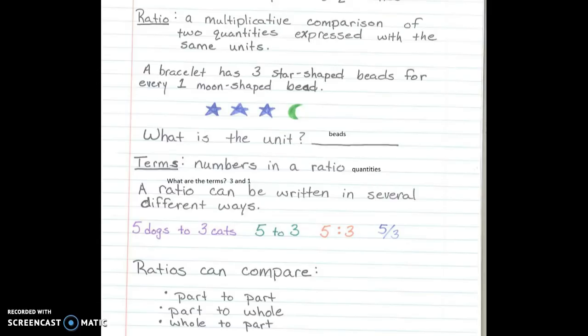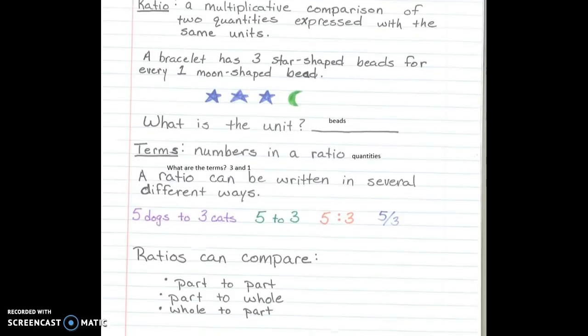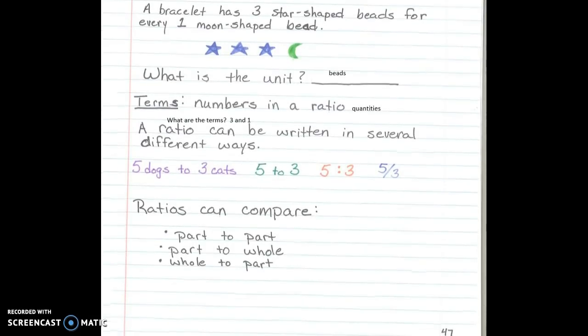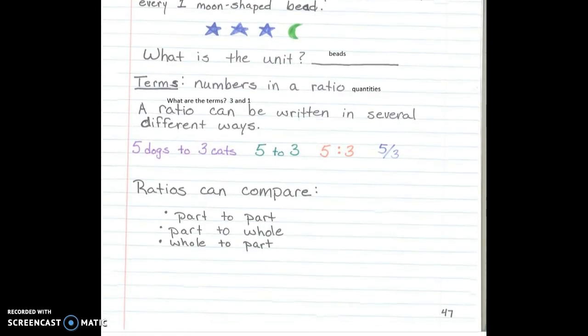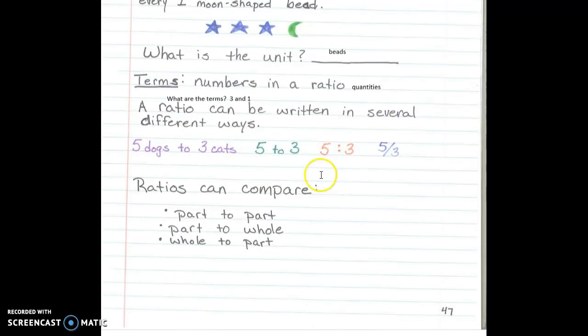We can write it several different ways. For example, if we went to a shelter and the shelter had 5 dogs to every 3 cats, we could write that in the spoken form as 5 to 3. So that's the first way we could write it. The second way we could write it is 5:3. And the third way we could write it is 5/3 to look like a fraction.